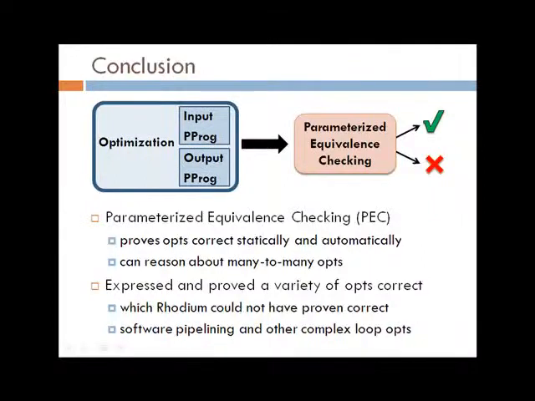Finally, we handle a much larger class of optimizations than previous fully automated systems. This is due to our support for many-to-many rewrites and the subsequent increased expressiveness of our system. Specifically, we're able to fully automatically check the correctness of even complex loop optimizations.